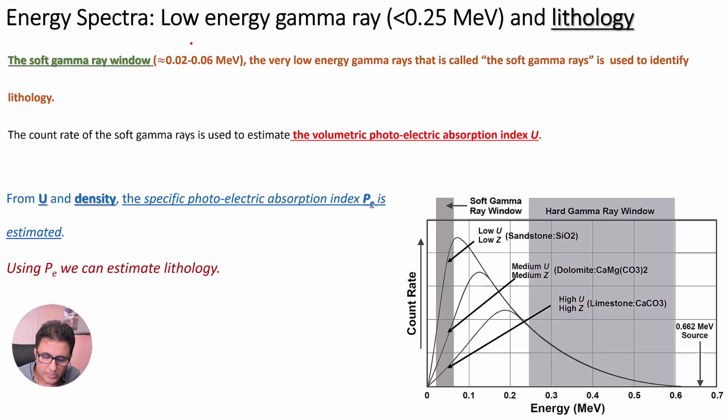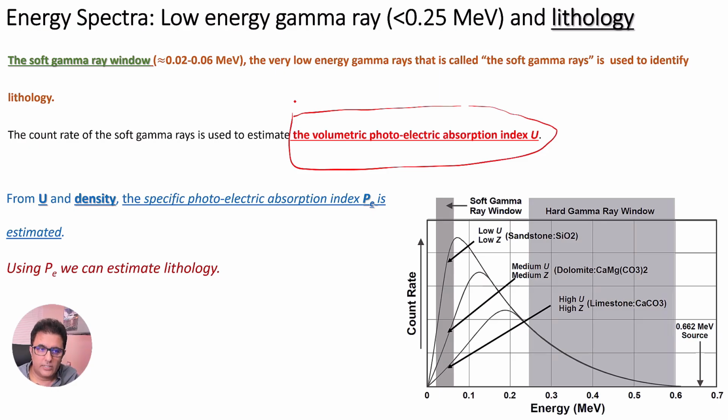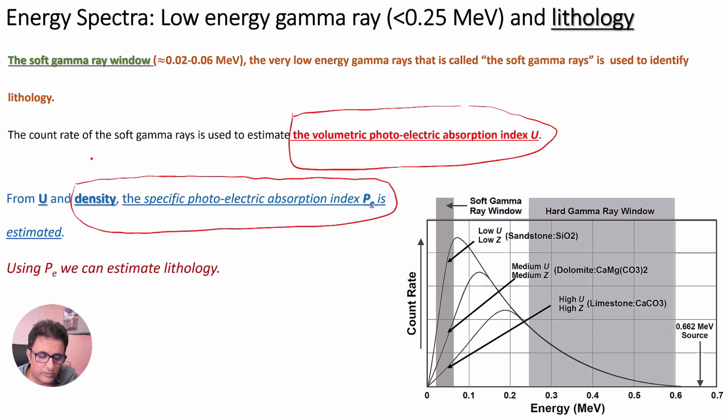If we measure the number of detected gamma rays within this low energy range, we are able to estimate the U index, and U is indeed the volumetric photoelectric absorption index. In other words, if we measure the number of gamma rays within this range, we can estimate U. And the volumetric absorption index is a function of density and a specific photoelectric absorption index, or PE.